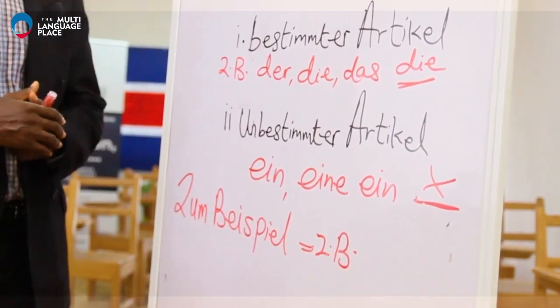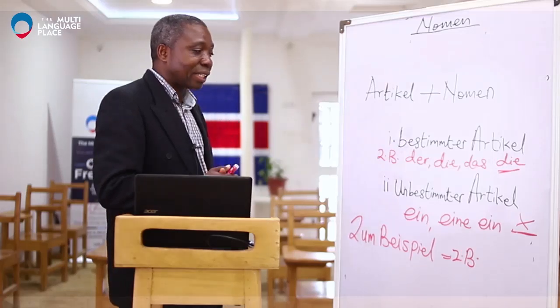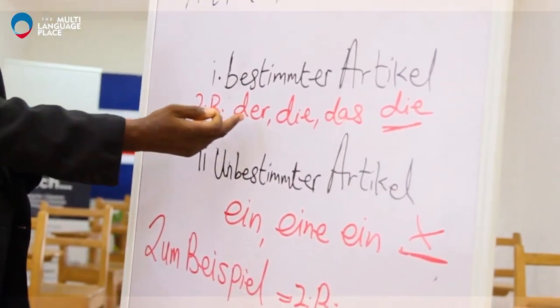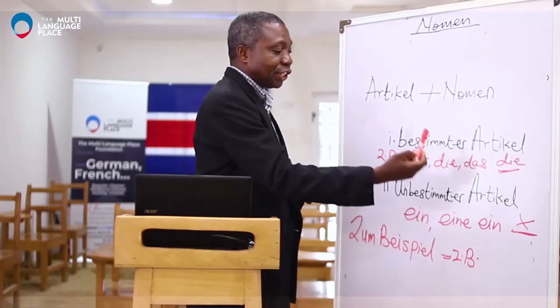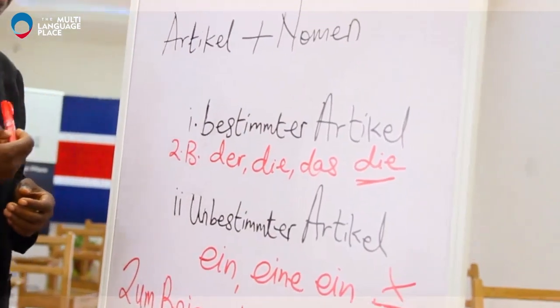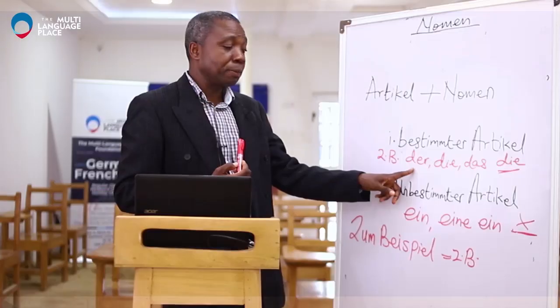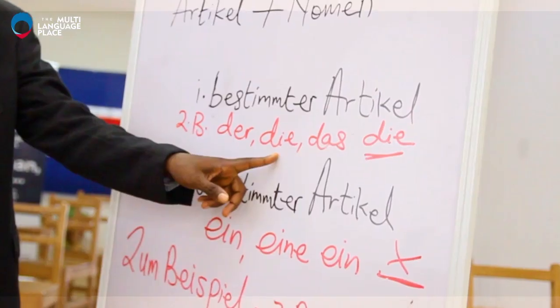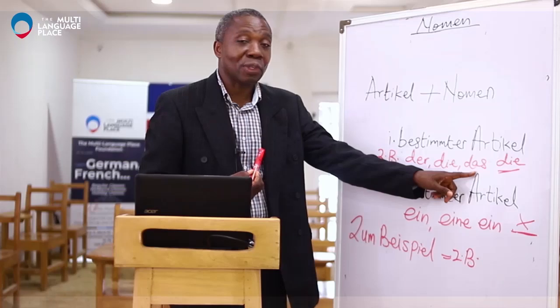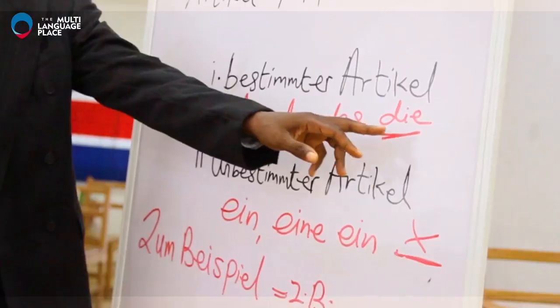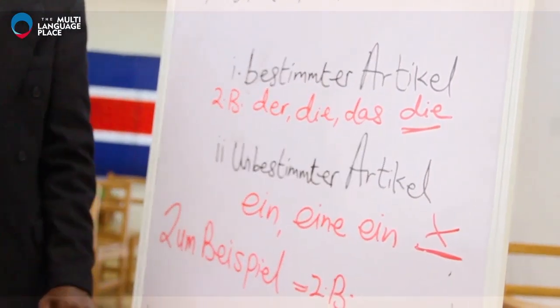So I begin to use it now. So bestimmter Artikel, I have the examples: der, die, das. This represents masculine, this stands for feminine, and this stands for the neutral. And then we have the plural, die.